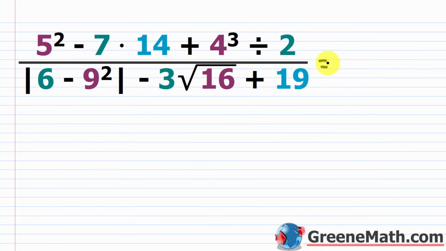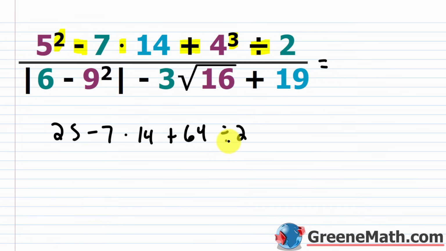So in the numerator, what you're going to see is that you have an exponent operation, subtraction, multiplication, addition, exponent operation, and division. There are no grouping symbols here. So the highest level of priority would be the exponent operations. So I can just crank those both out. 5 squared is 25 and 4 cubed is 64. Okay, so I'm just going to write 25 minus 7 times 14 plus 64 divided by 2.